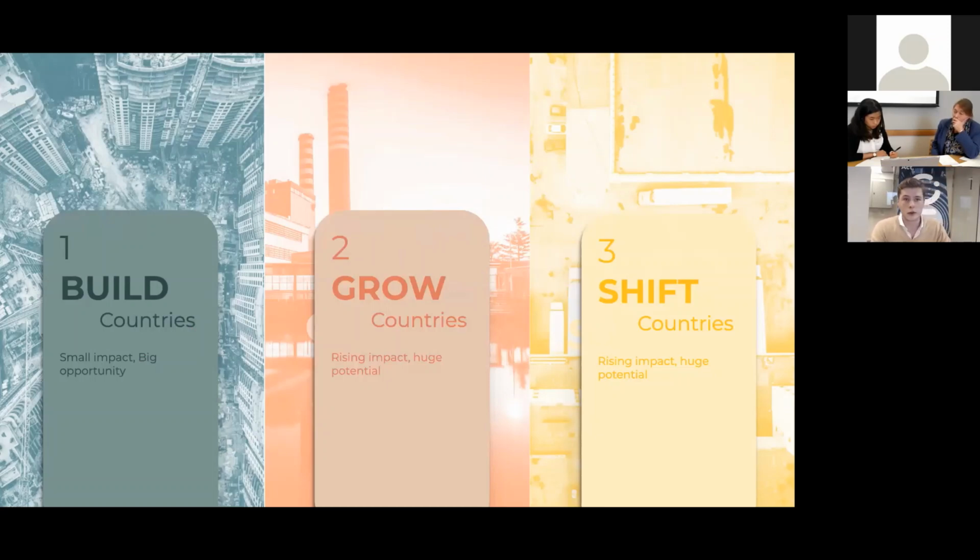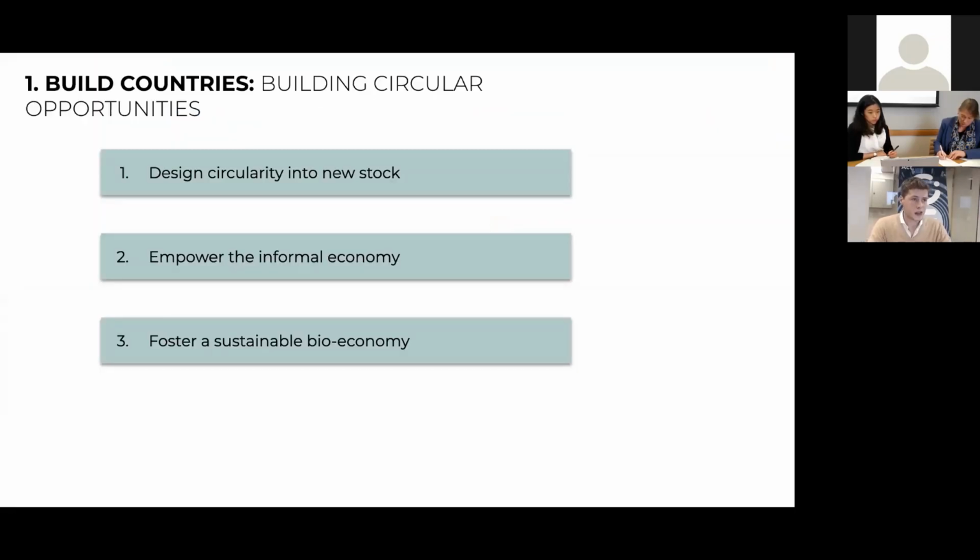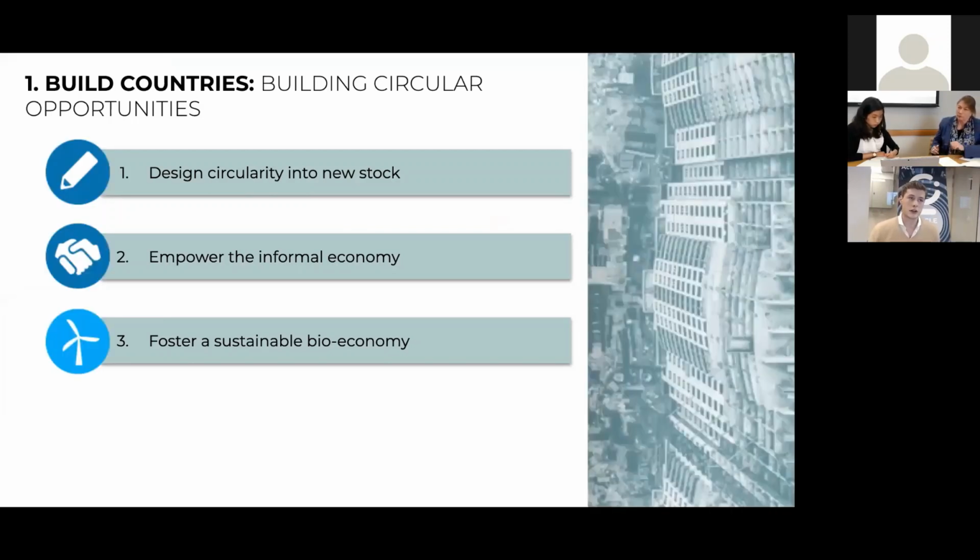I'll very quickly go through some of the transition pathways that we foresee for each of these countries before we can then enter into discussion, because I'm of course also very curious to hear your thoughts on how countries can play a role in this. So first of all, in terms of build countries, what's very crucial for these is that they're building up a lot of stock, and they're still building up a lot of these provisioning systems that I was just talking about.